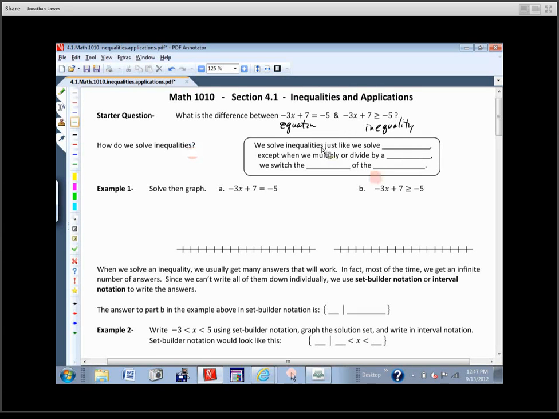Okay, and I've got this little phrase that I teach so people can remember how to solve inequalities. We solve inequalities just like we solve equations, except when we multiply or divide by a negative. If you multiply or divide by a negative, you switch the, careful here, we want to be really specific, we switch the direction of the inequality.